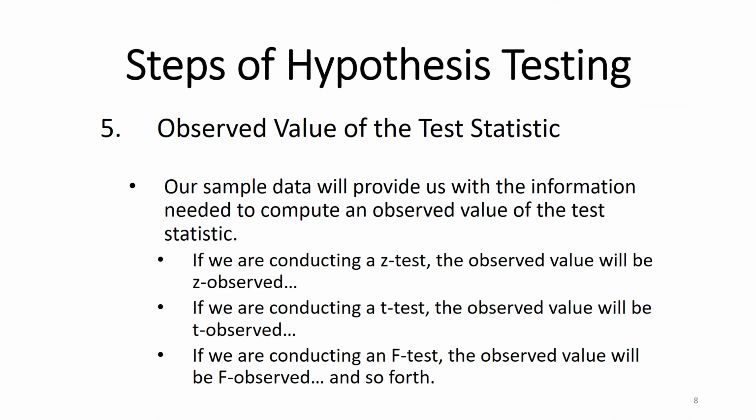In step 5, now you need to look at your actual sample data and figure out what kind of test statistic you have. What is the observed value of it? Whether it's a Z-test, T-test, etc., you need to look at your sample data and actually compute the test statistic. So going through the bullet points, our sample data will provide us with the information needed to compute an observed value of the test statistic. And you can read the following bullet points.